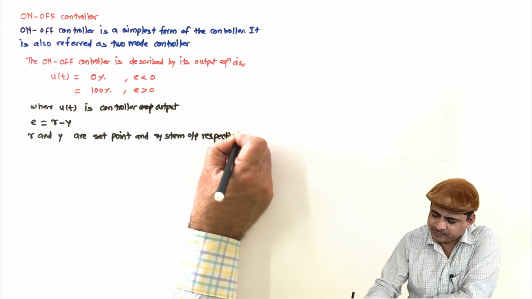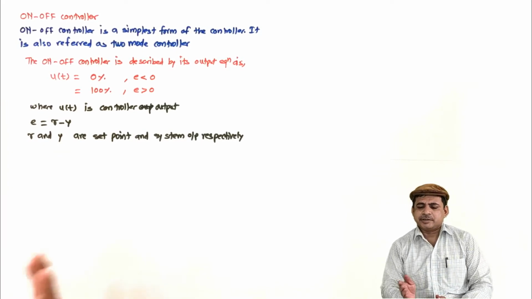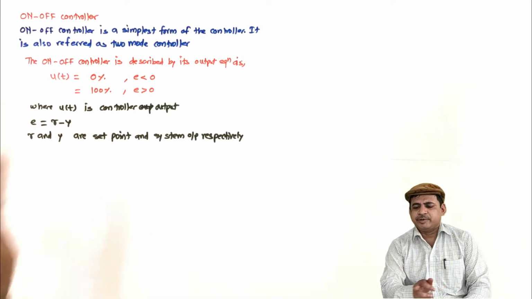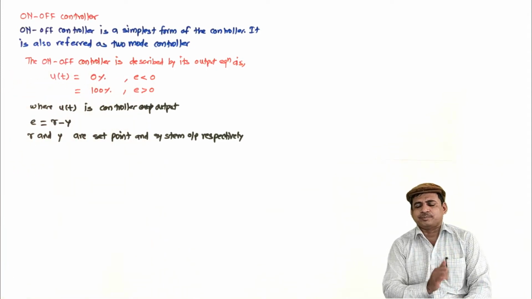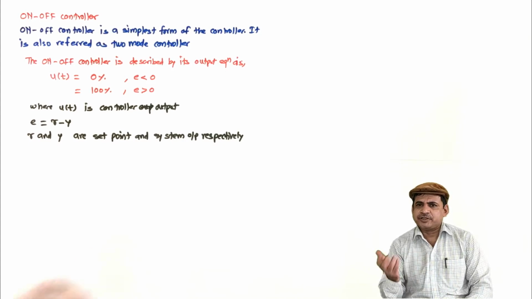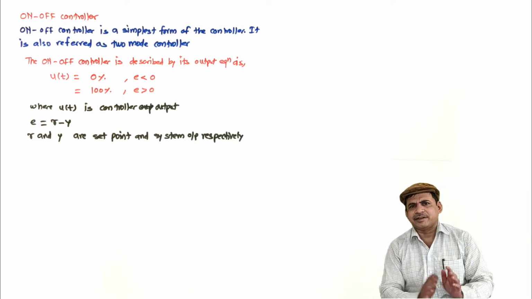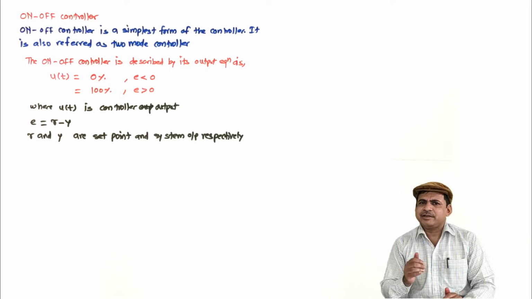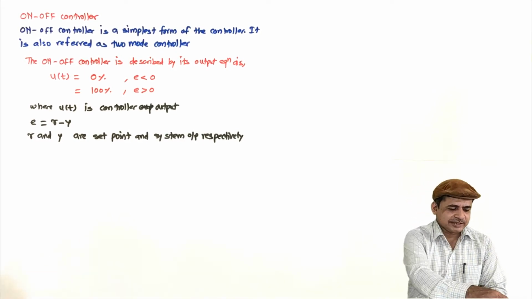That means whenever the system output is greater than the set point, E becomes negative and the output of the controller is 0%, so it is off mode. And whenever Y is less than R, the error is positive and the on-off controller output is 100%. So it is merely a comparator, and it can be realized using a simple op-amp comparator. Very simple. So let us see its characteristics.